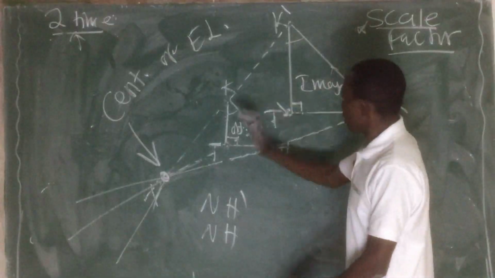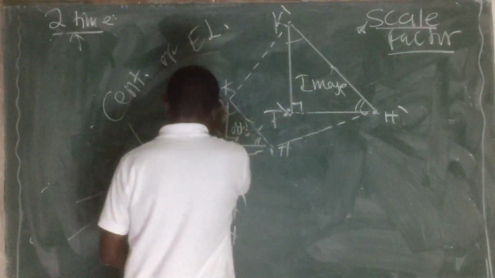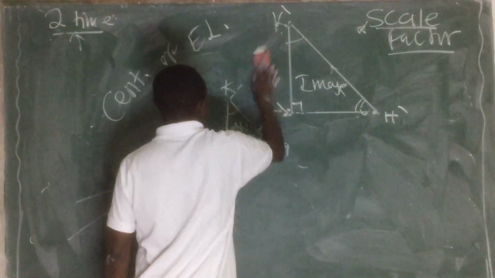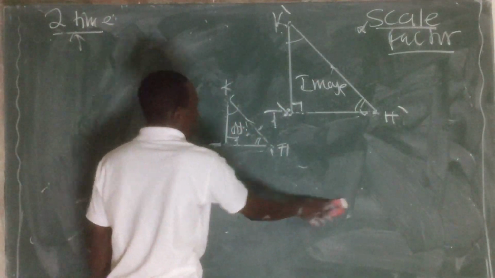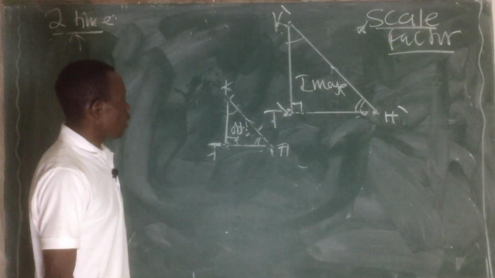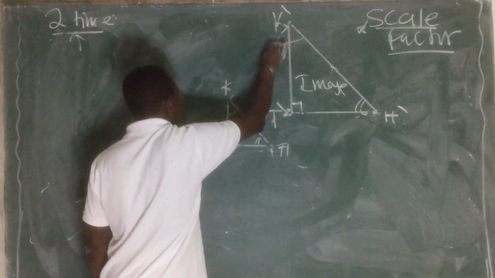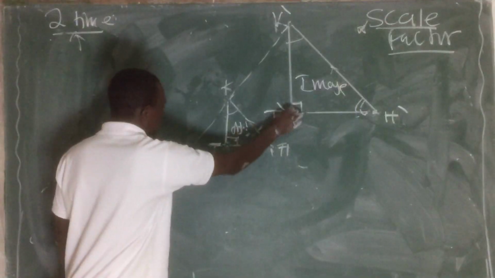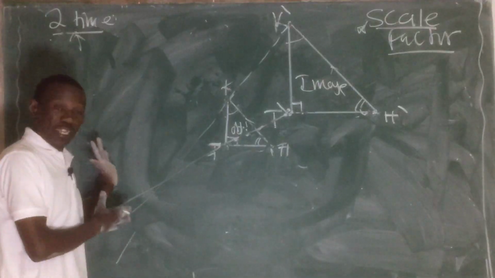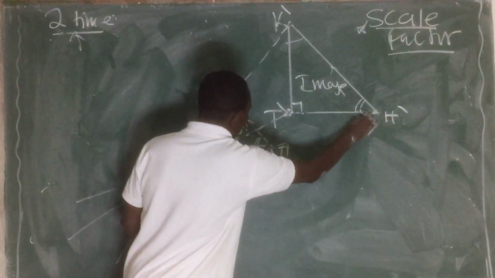They say this is an object, this is an image. They may ask you, can you find the center of enlargement? Like this now, look at this. They'll just give you an image and the object like that. They'll ask you, can you find the center? What you do, you just have to connect K and K', you go like that. Then T and T', you go like that. You don't have to bother about whatever will be happening down here. These are the kind of lines of questions. Just connect H and H', you go like that.